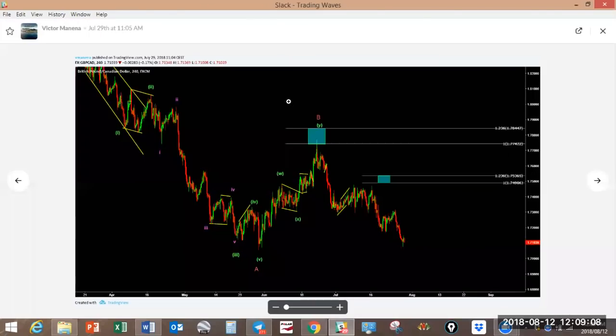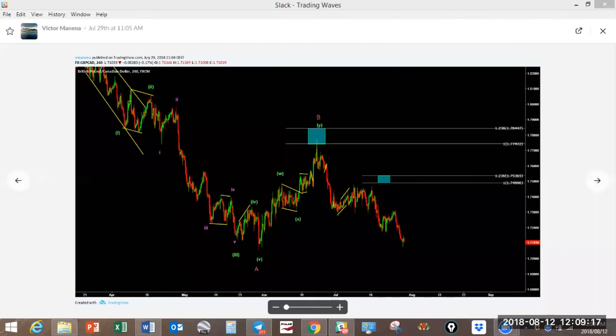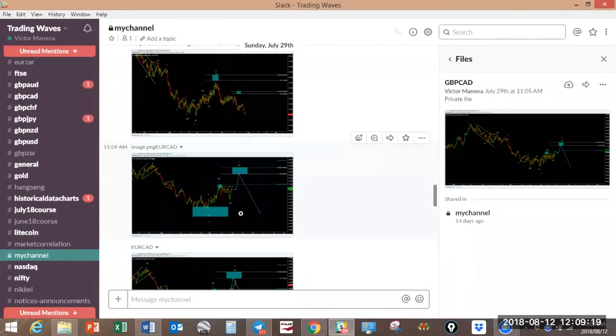Pound CAD. So last week when we were here, I mentioned that this will not bounce back. It will push all the way down, and that's what happened. So let's just carry on, look at the others.